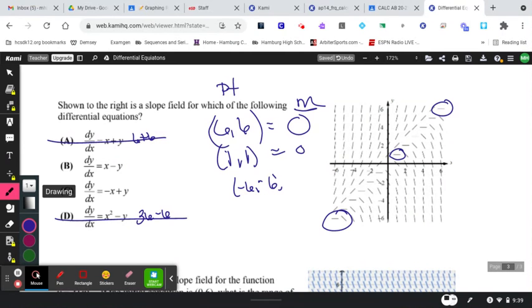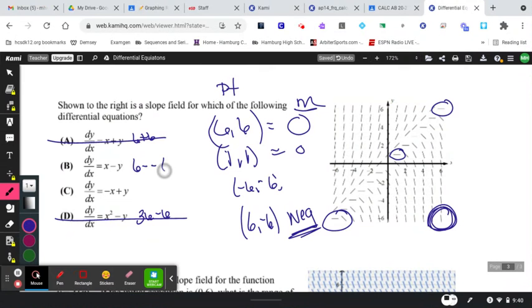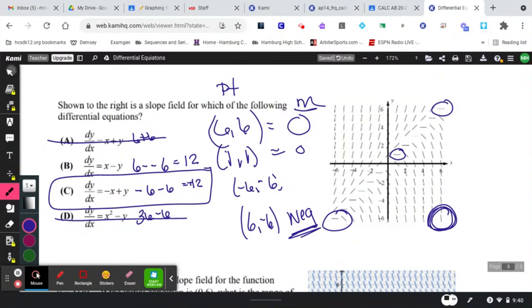Let's go 6, negative 6. All right, so at 6, negative 6, I definitely want to see a very negative slope. Okay, it's a steep negative slope. So let's go 6 minus negative 6. Well, that's a positive 12, so hopefully this one's going to work. And if I go negative 6 minus 6, that's a negative 12. So I think that's going to leave me with choice C over choice B. And again, you notice a lot of times points fail, and I just keep going till I get one that works.